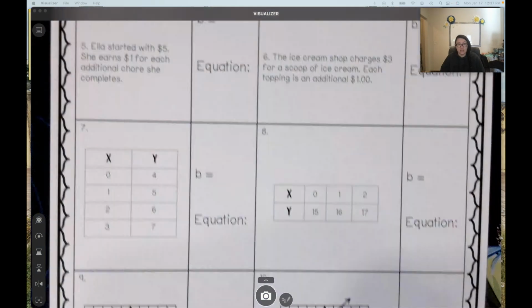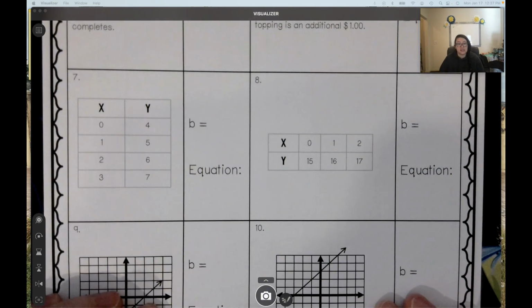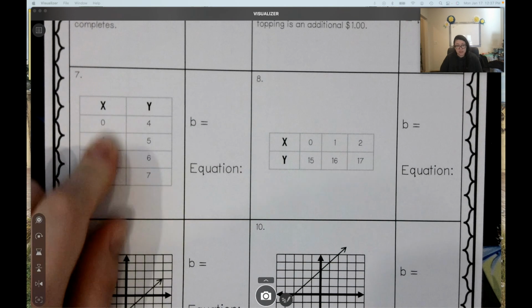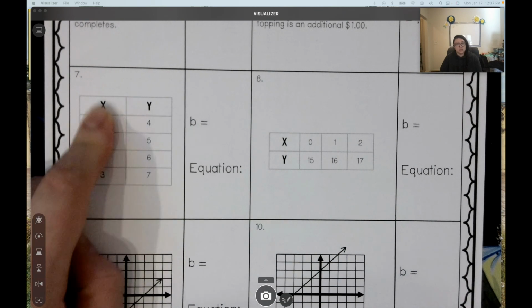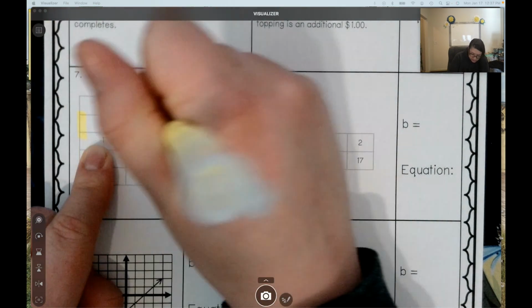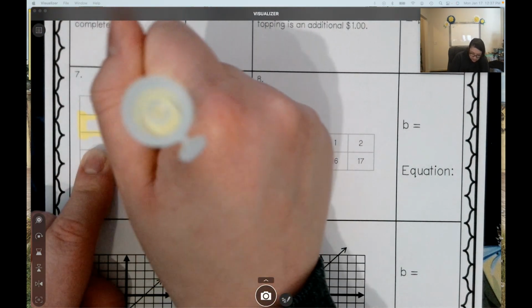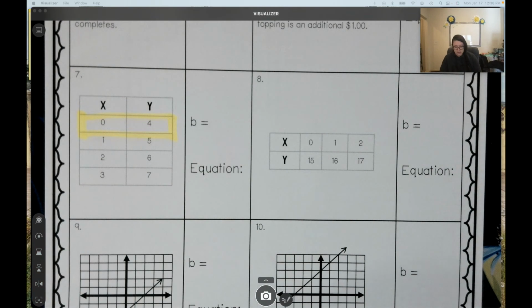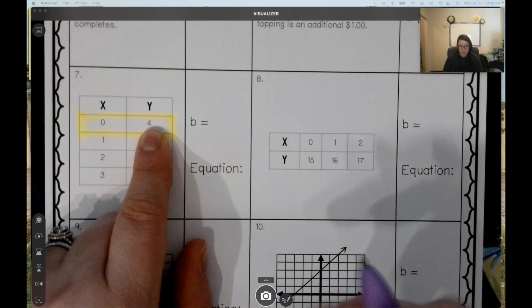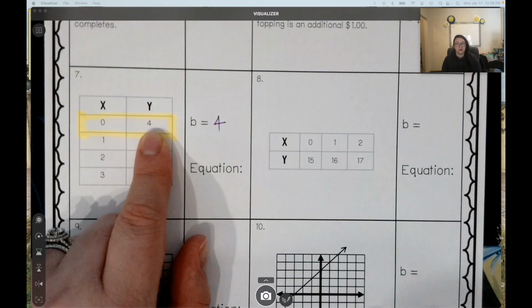Let's flip to the back side and do some more examples. We're going to jump down to 7 and 8, where we see that we have these tables. So again, what are we looking for in our x to help us find our b? We're looking for the number 0. This set of coordinates is what we're looking at. So when x is 0, what is my b? What is my y here? Here my b is equal to a positive 4.